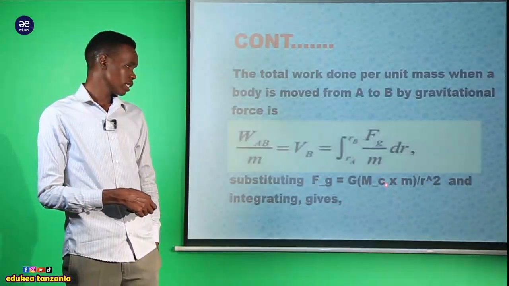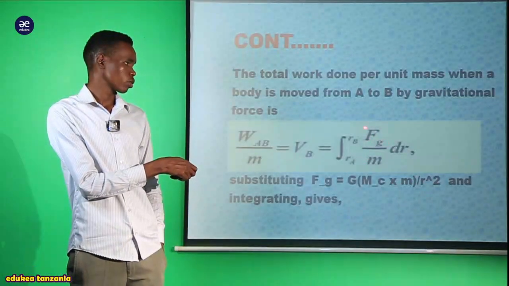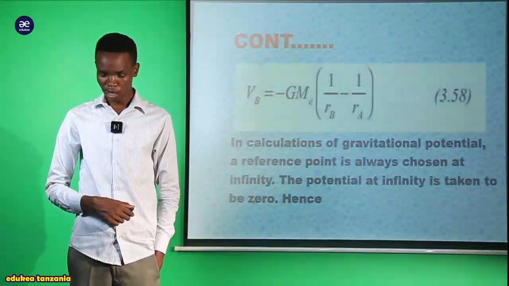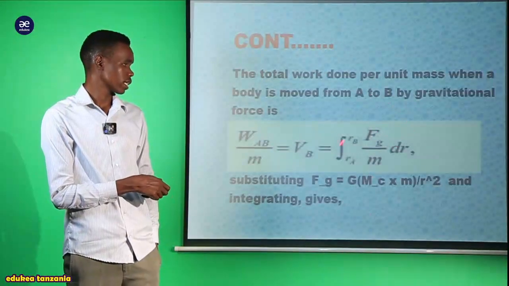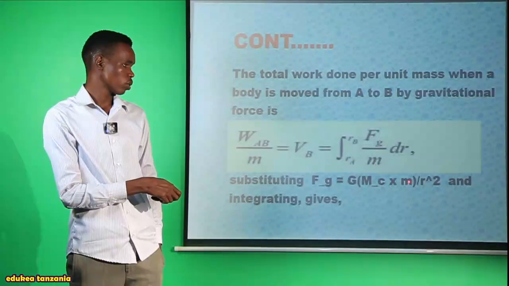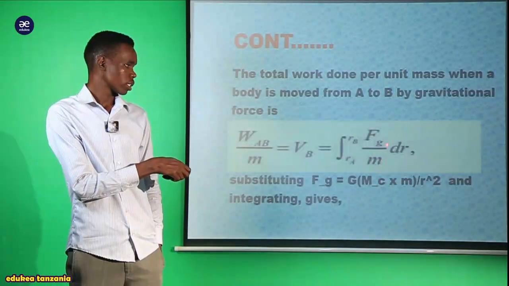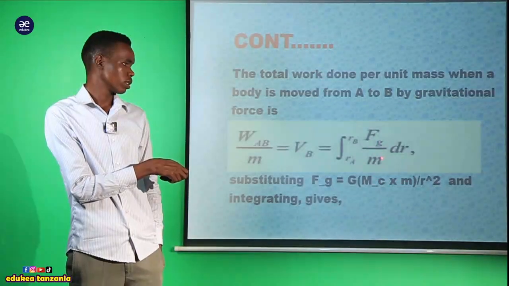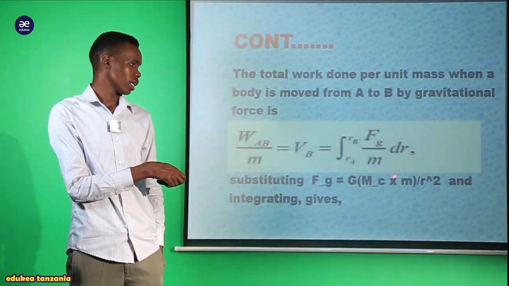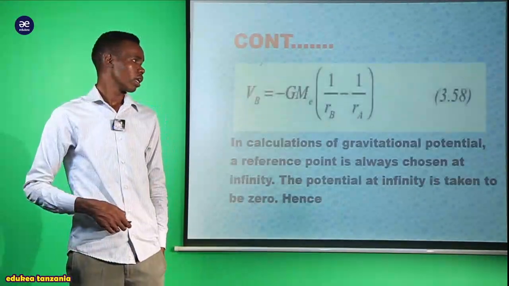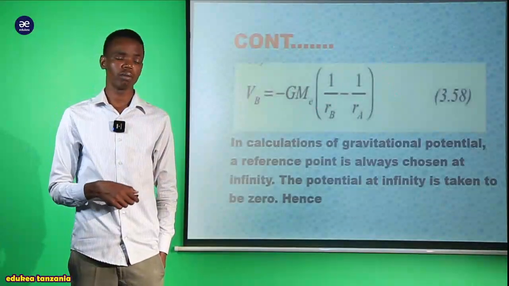So by integrating, we take this and substitute it in the place where there is FG. After substituting and then integrating, the mass m cancels out here. We are left with GM divided by R square times dR. Now we should keep GM square.